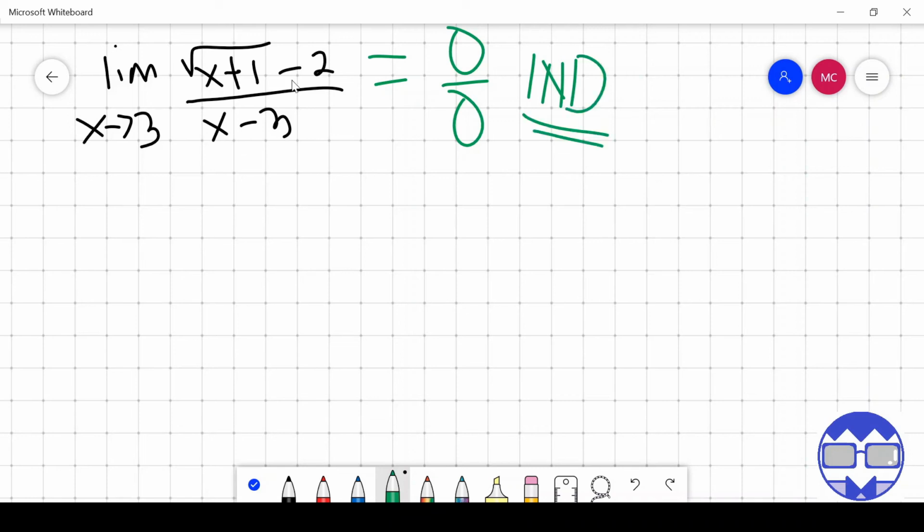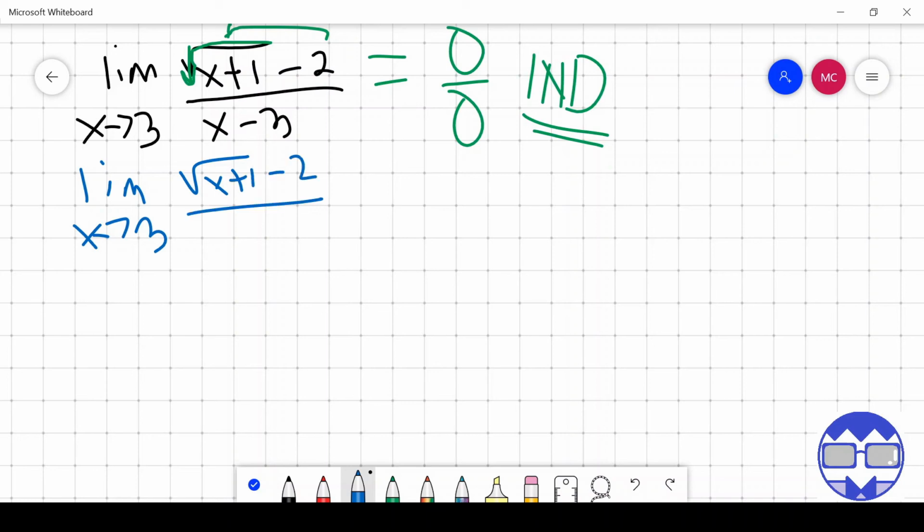So observe that the numerator is still a binomial. Why am I sure that this is a binomial? Because the entire expression under the radical symbol is considered to be one term, separated by minus 2. So it is a binomial, and hence there is a possibility that we can use conjugates. Let's try. We have the limit as x approaches 3 of square root of x plus 1 minus 2 all over x minus 3.